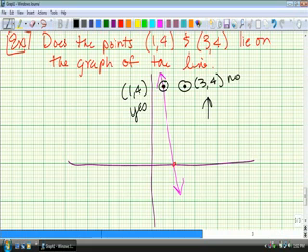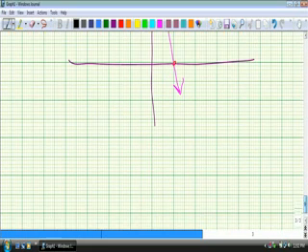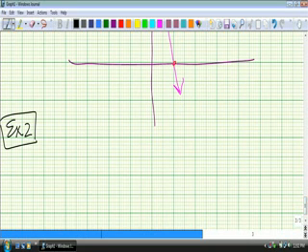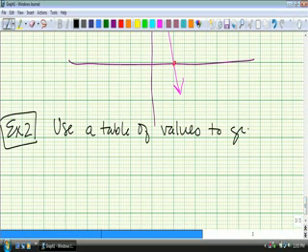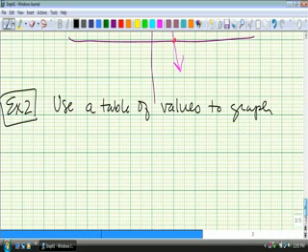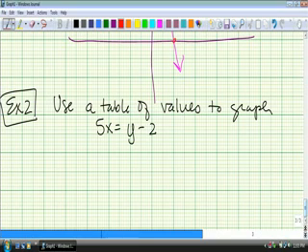Okay, let's do some more. Use a table of values to graph 5x equals y minus 2.